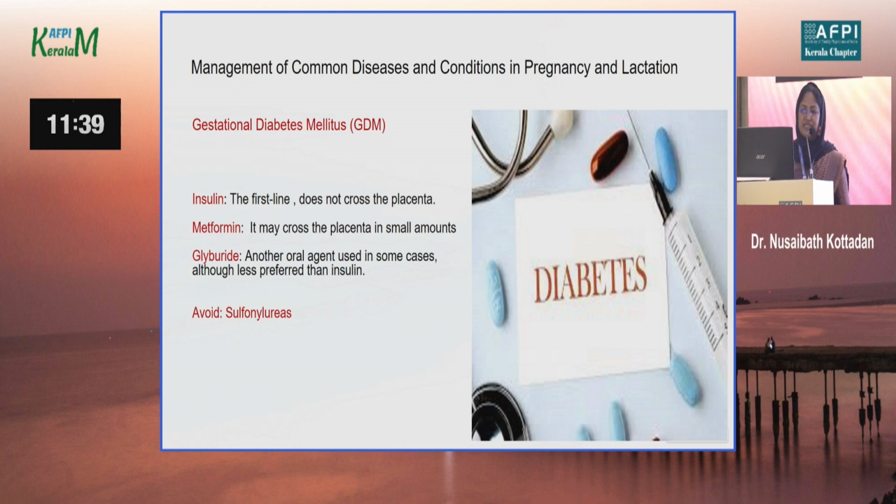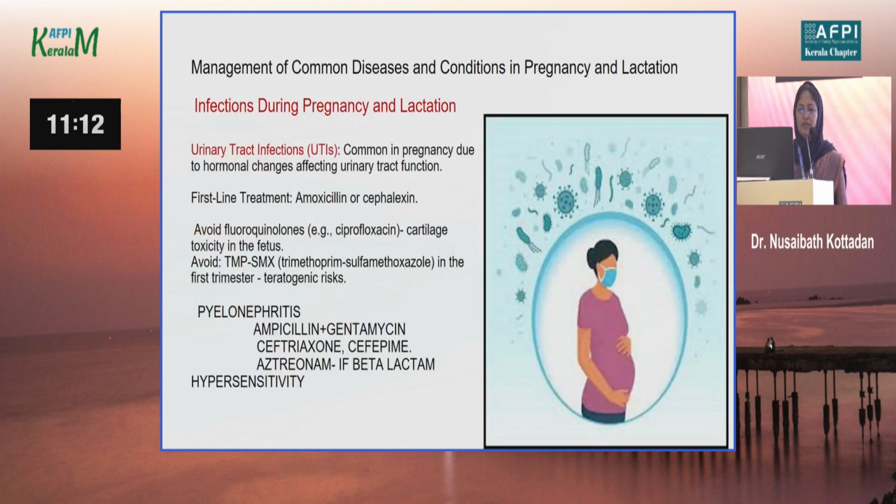In case of gestational diabetes mellitus, insulin is the first line. It does not cross the placenta. Metformin is the oral medication we can use. It may cross the placenta but in very small amount and does not show much side effects. Glyburide is another oral agent, but more preferred are insulin and metformin. We should avoid sulfonylureas.